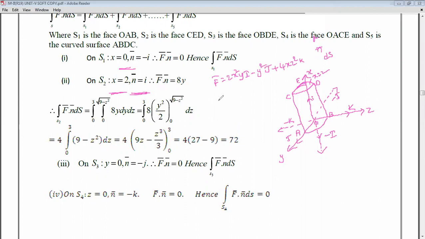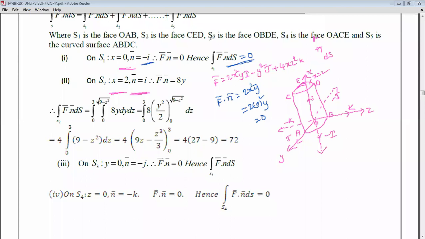So F bar dot n bar, what will we get? n bar here is minus I. So we only require the I coefficient, which is 2x square y. But x is equal to what? 0. So 2 into 0 square into y, this is equal to 0. So F bar dot n bar is 0, obviously, for the first surface. So this is completely 0, the first one.